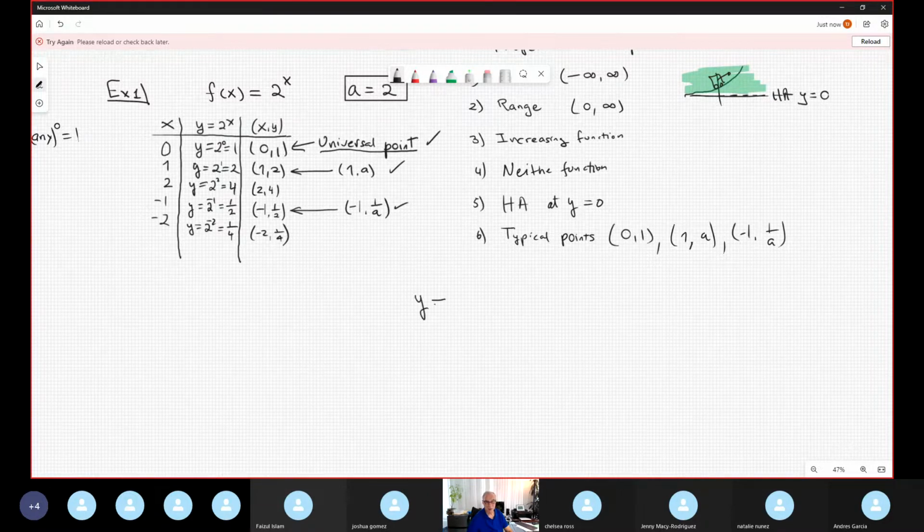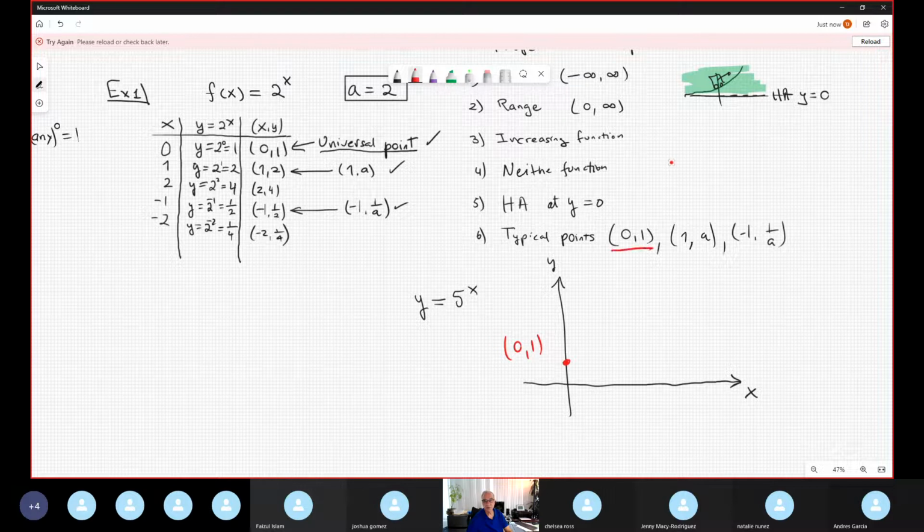I put: do the graph of the function y equals 5 to the x. Okay, professor, it's easy. I know. This is the x-axis. This is the y-axis. I plot the universal point. Boom. This is (0, 1). I plot another point, (1, 5). This is (1, 5).